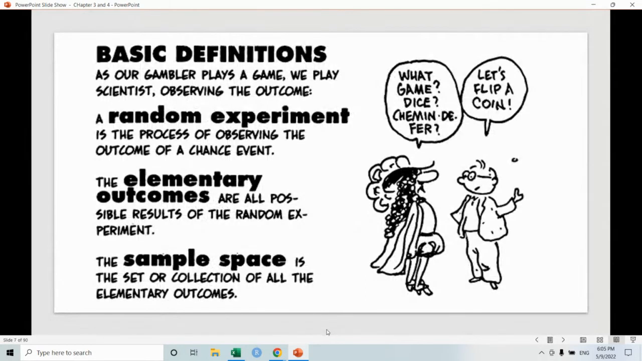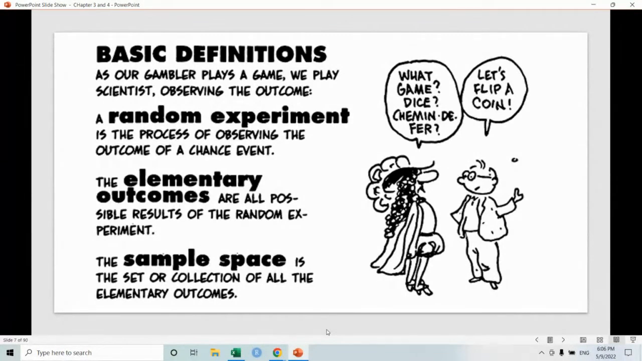This chapter and the next chapter are still going to be a lot of definitions and underlying base knowledge before we get into how we can actually use statistics to solve business problems. But we need to cover some terminology first. So, these basic definitions: as our gamblers play out their games, they observe an outcome, which we'll talk about, as well as the use of random experiments.